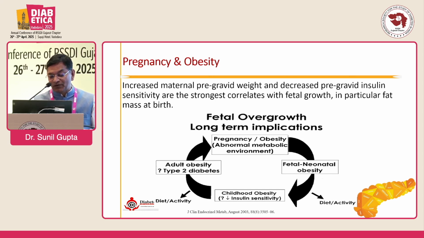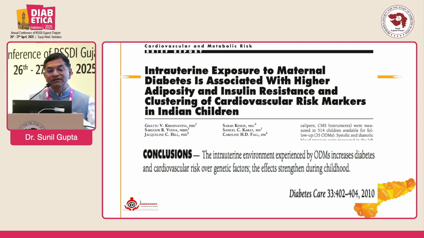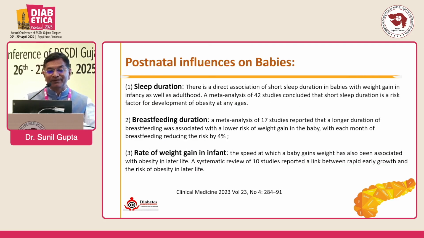And that's why Professor Shaya has come out with the notion that if you want that after 20 or 30 years you should not have a single case of diabetes, then you have to focus on pregnancy. There is a strong correlation between fetal adiposity and insulin resistance, as well as maternal pre-gravida BMI and fetal insulin resistance. Cord leptin had a significant correlation with fetal insulin resistance. So this is how intrauterine exposure to maternal diabetes is associated with higher adiposity and insulin resistance, clustering cardiovascular risk markers in Indian children. So we have to be focusing on pregnancy more often.